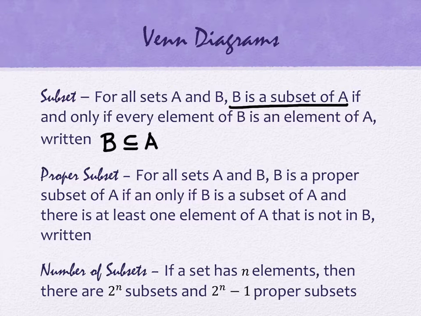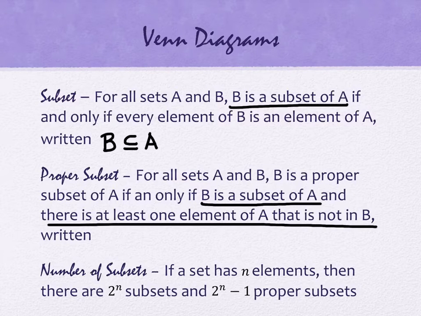So a proper subset is actually a subset that really is smaller than the set you talked about already. So for all subsets A and B, B is a proper subset of A if and only if B is a subset of A. So this is one of the conditions. It has to be a subset. Obviously, it's not a proper subset if it's not a subset at all, right? And there is at least one element of A that is not in B.